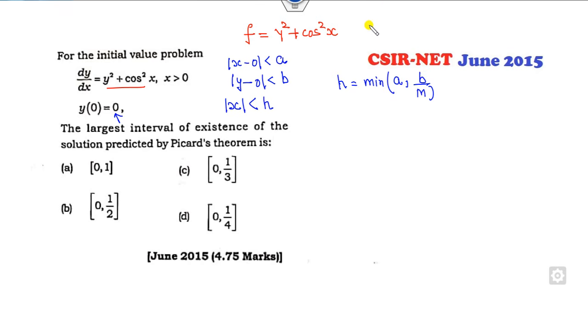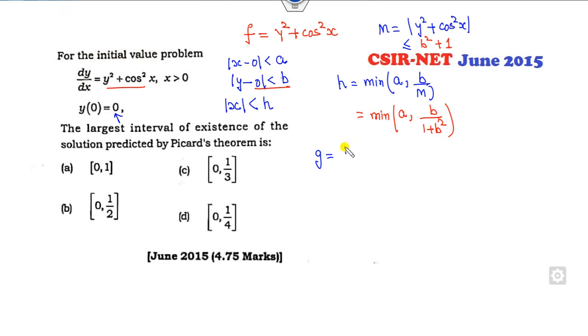So can you find the maximum value of this? Maximum value of this is y square plus cos square x. It is less than or equal to, what is the maximum value of y from here? It is b. The maximum value of cos square is 1. So I can substitute here minimum of a, b over 1 plus b square. Fine. Now how can you find them? Either a or b. What is the minimum value of this?